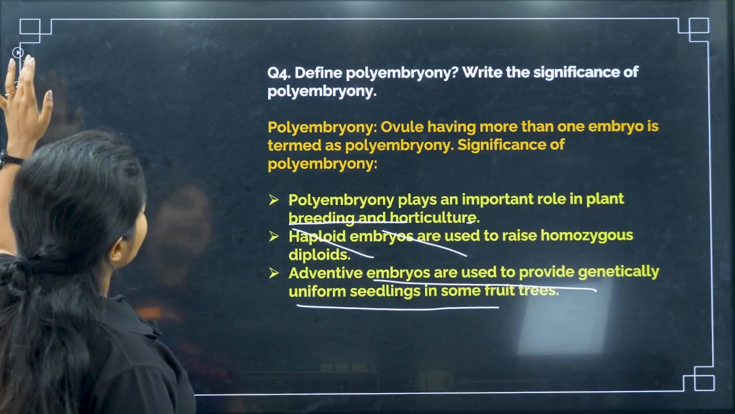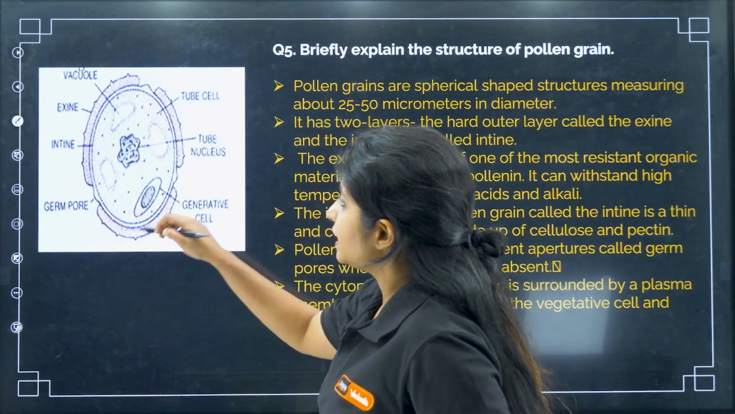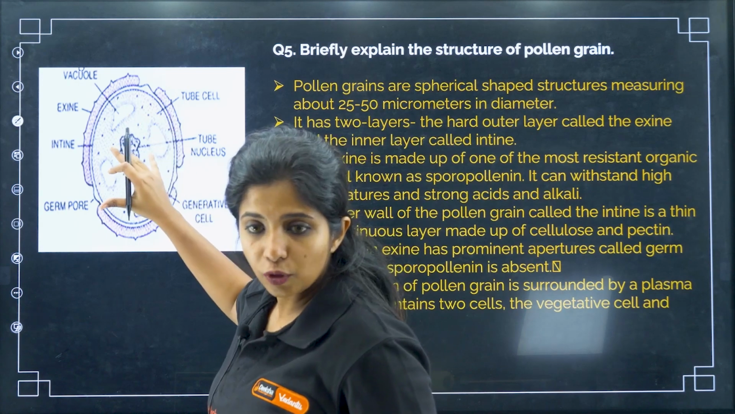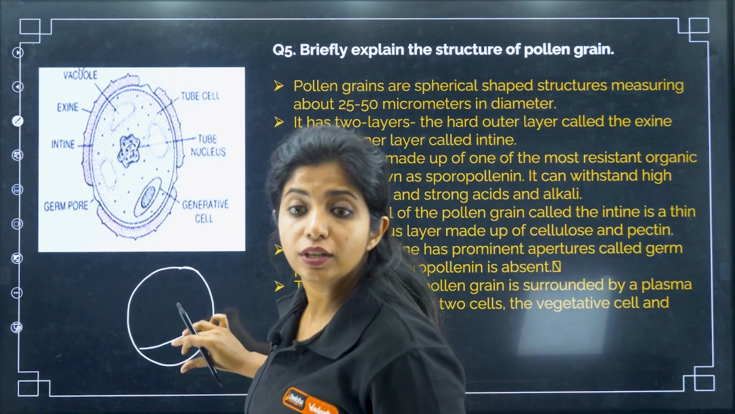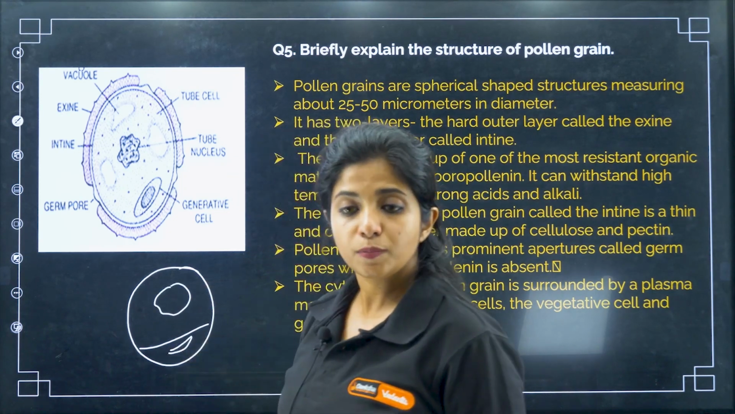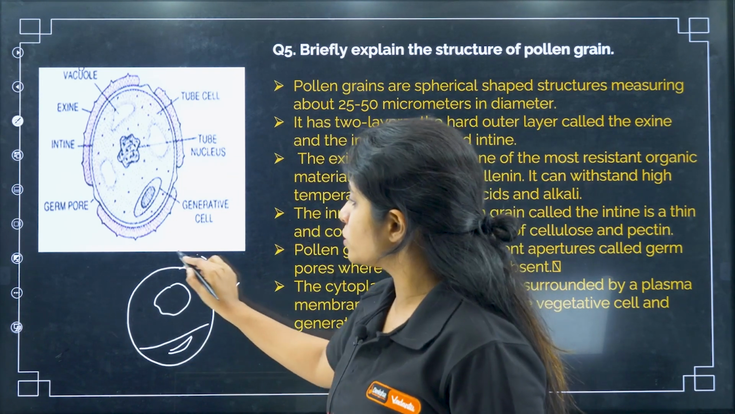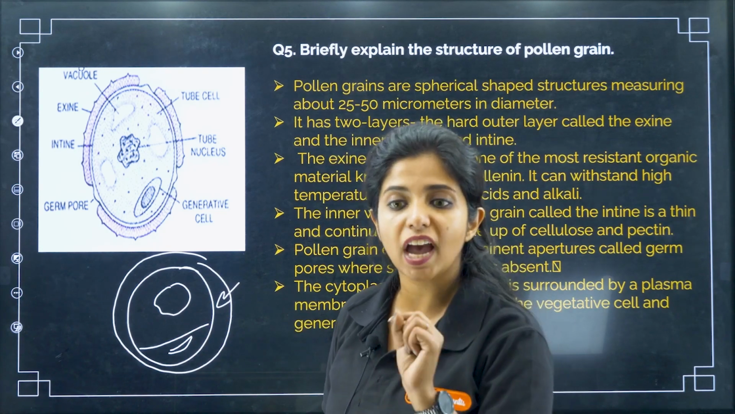Cool? Going ahead to the next thing, briefly explain the structure of pollen grain. So if you see the pollen grain, my dear children, it has 2 cells. The bigger one is known as the vegetative cell, the smaller one is known as the generative cell. The bigger one has an irregular nucleus, the smaller one has a spindle shaped nucleus. It has a plasma membrane. Outside that it has an intine. Intine is made up of cellulose and pectin.